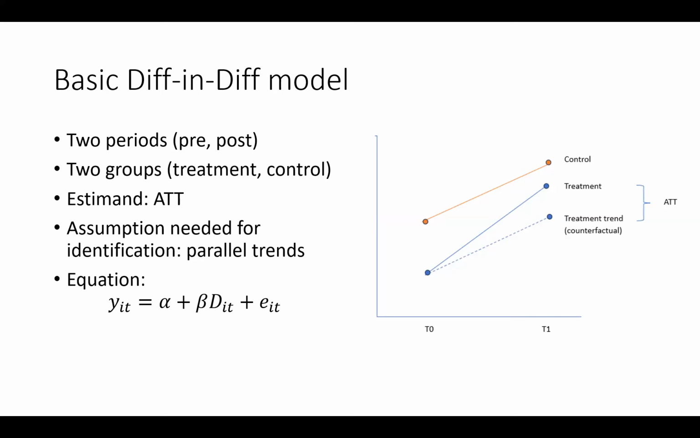And you can run it in a regression, this very simple equation. You just have your outcome with the intercept plus a dummy for being in the treatment group in the post period. And then the coefficient on this dummy variable, the beta, is your estimated treatment effect.